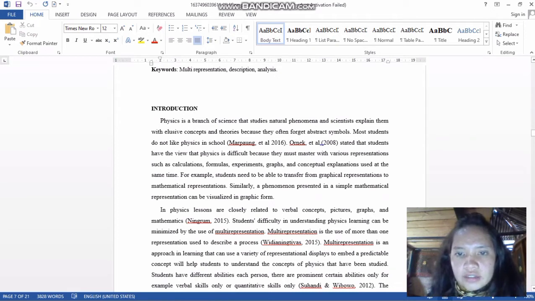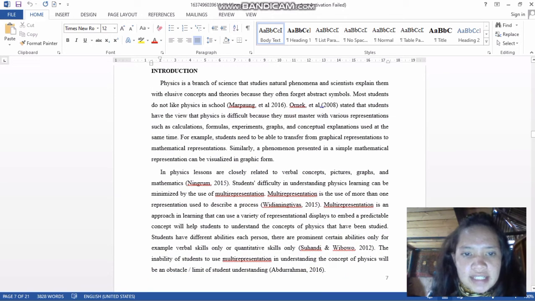Ornick et al. 2008 state that students have the view that physics is difficult because they must master various representations such as calculation, formula, experiment, graph, and conceptual explanation used at the same time. For example, students need to be able to transfer from graphical representation to mathematical representation. Similarly, a phenomenon present in a simple mathematical representation can be visualized in graphic form.